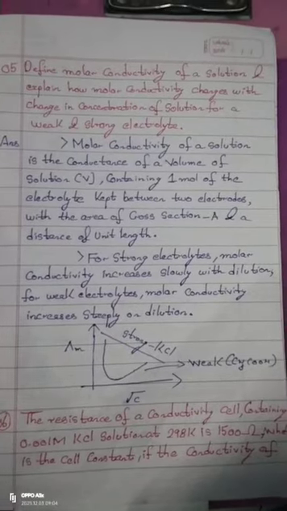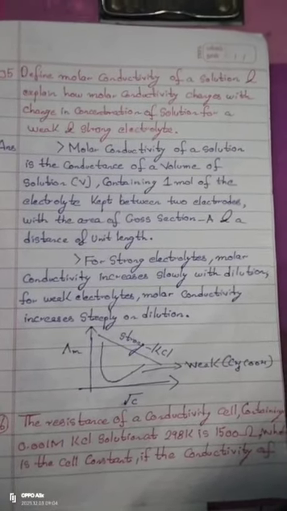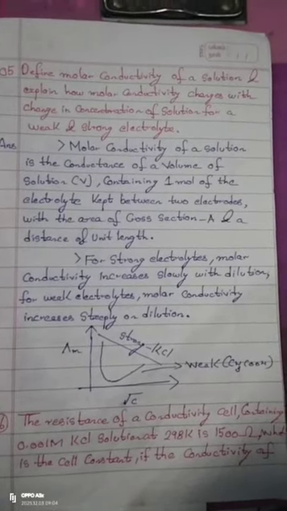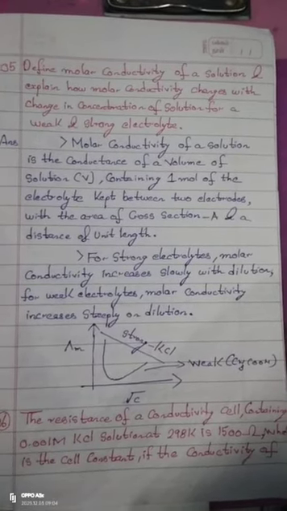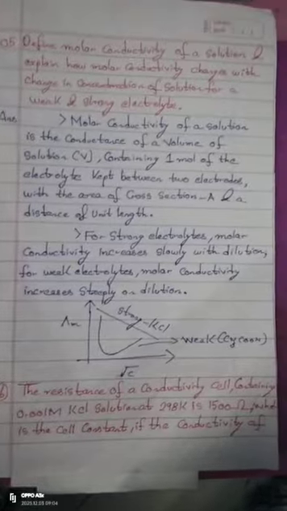The limiting molar conductivity definition carries 1 mark, and the explanation for both the strong and weak electrolytes carries half a mark each. Overall it comes to 2.5 or 3 marks in the CBSE curriculum.